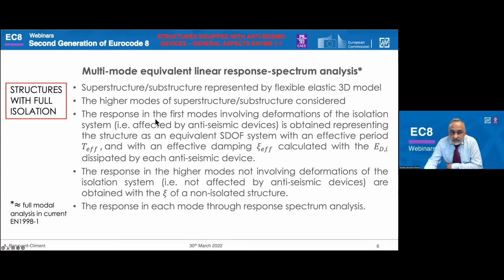And for the first modes that involve deformations in the isolation system, that is in the anti-seismic devices, the response is obtained by representing the structure as an equivalent single degree of freedom system with an effective period, TF, and with an effective damping that is calculated as before from the energy dissipated by each anti-seismic device in one cycle at the frequency of the mode considered.